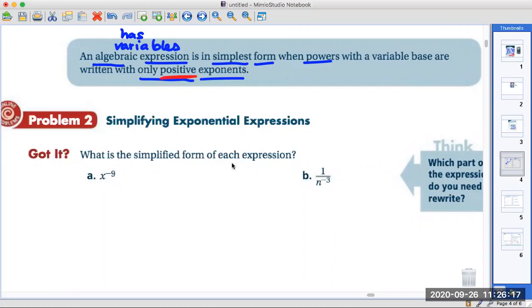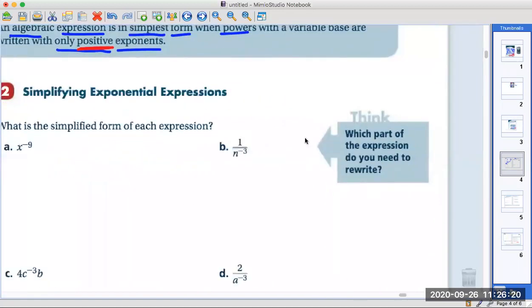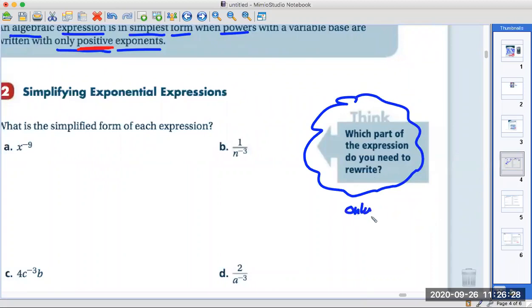What is the simplified form? Let's look at the think box. Which part of the expression do you need to rewrite? Only the part with a negative exponent.